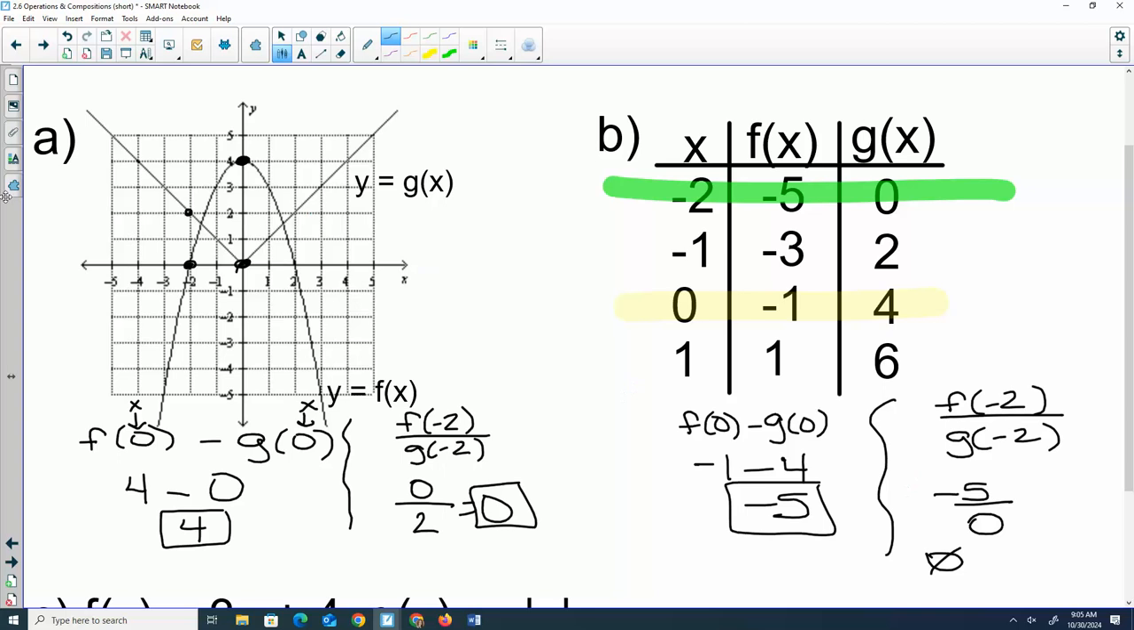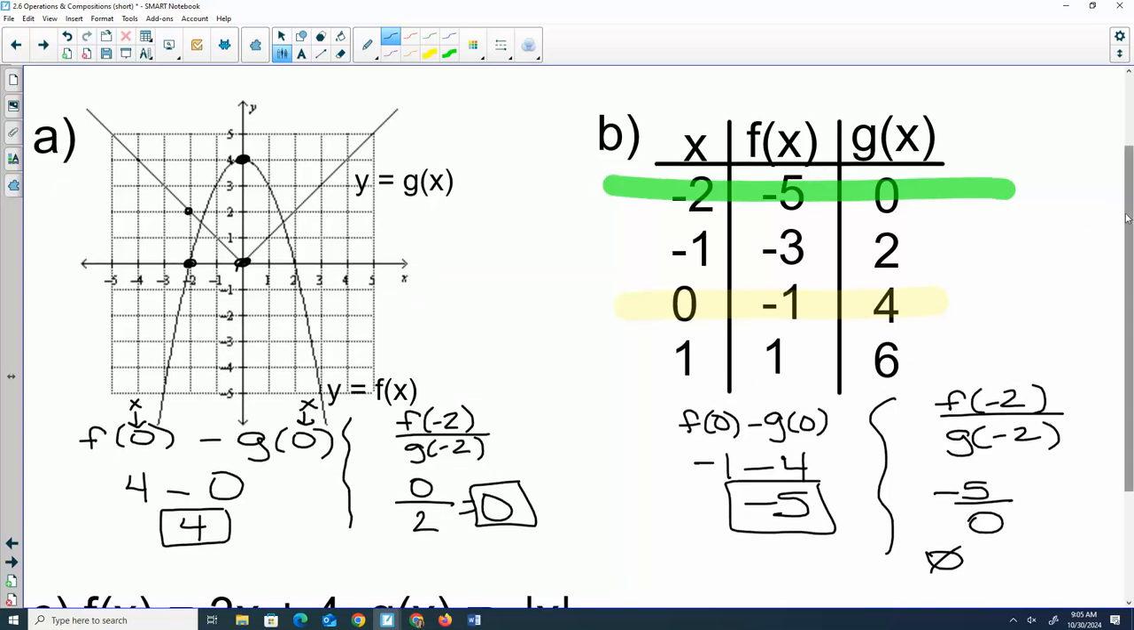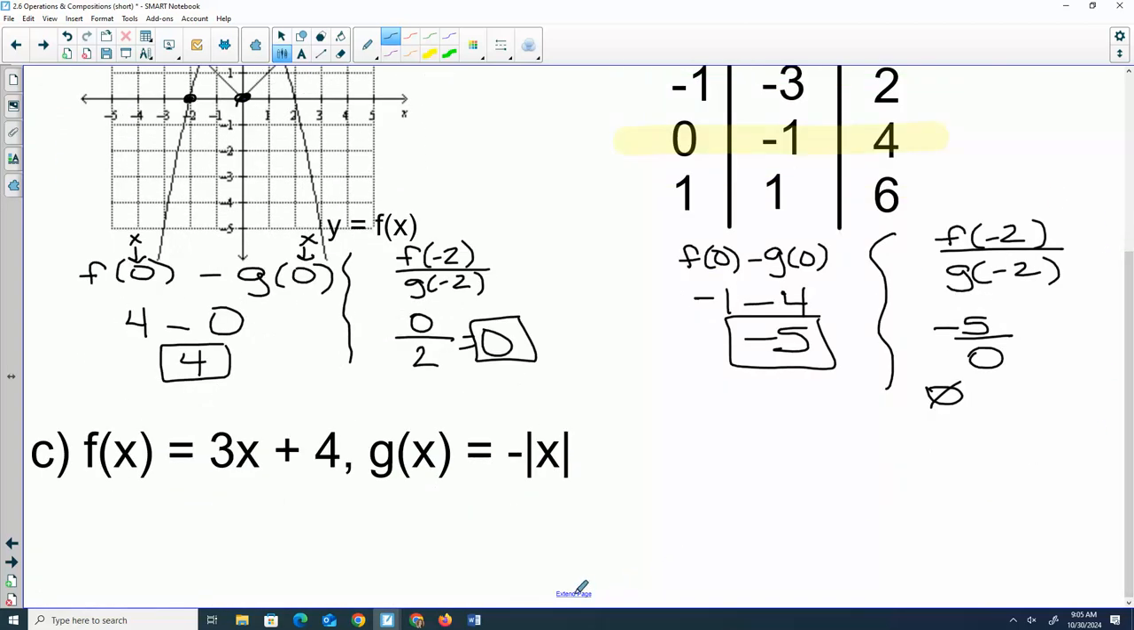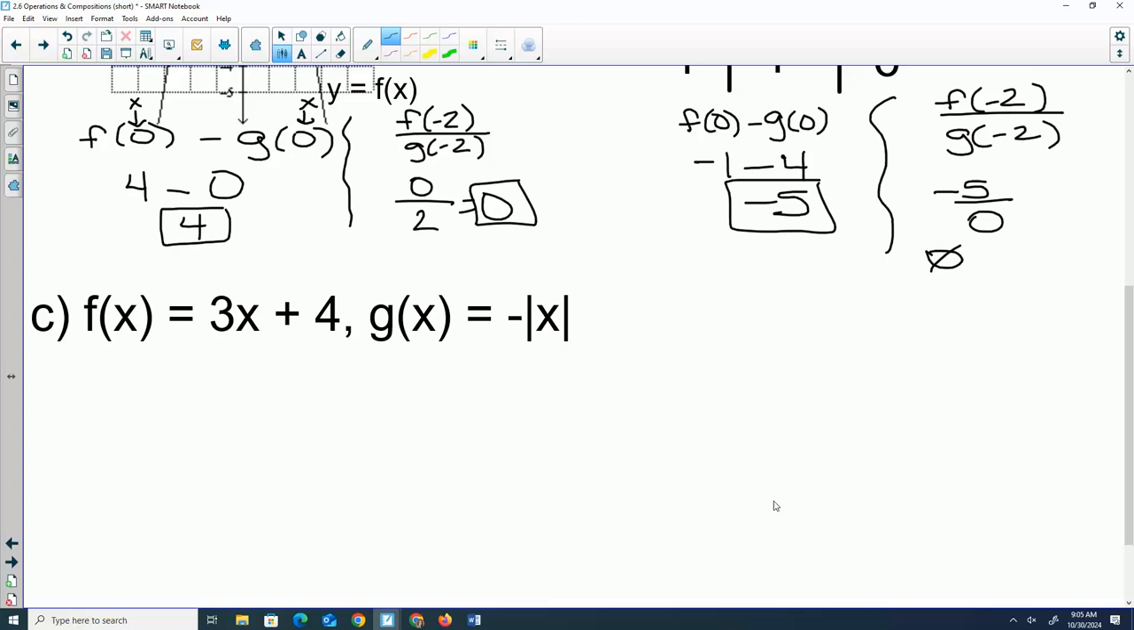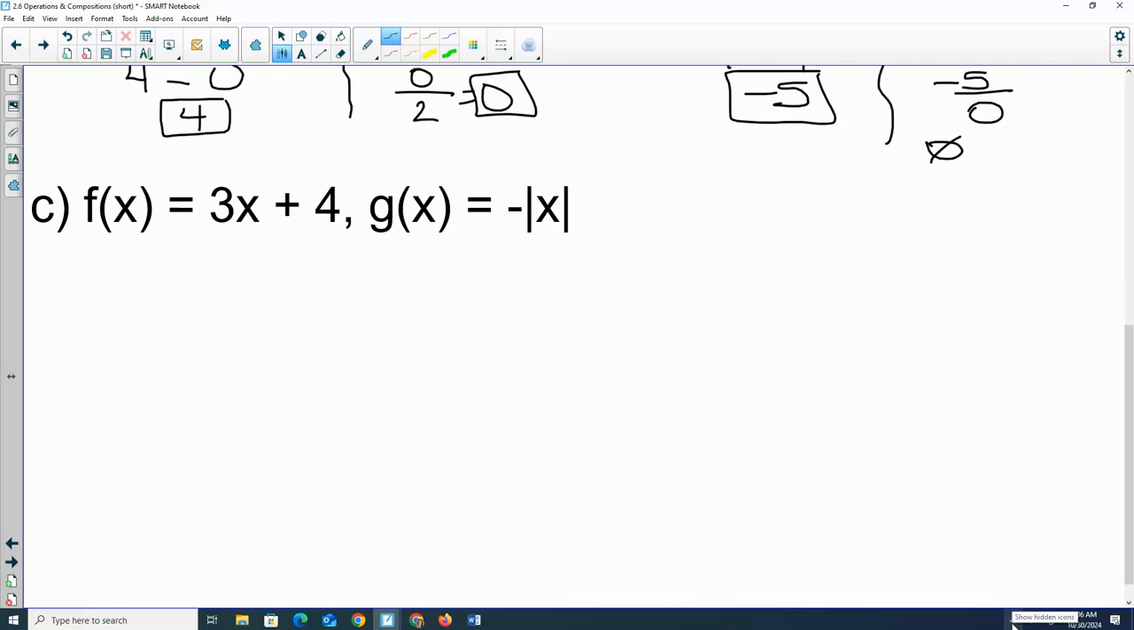Alright, I want you guys to do C. So I'm showing you different ways we can see representation, or the functions represented. We can see the tables, we could see a graph, or we could see the equation. So I want you guys to do f plus g of 0, and f divided by g of negative 2 for those equations.